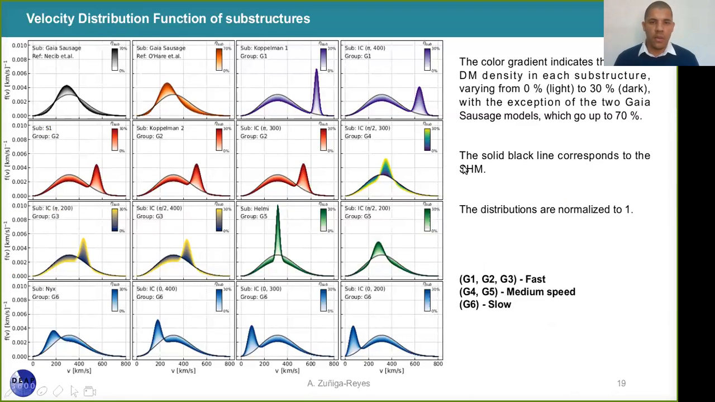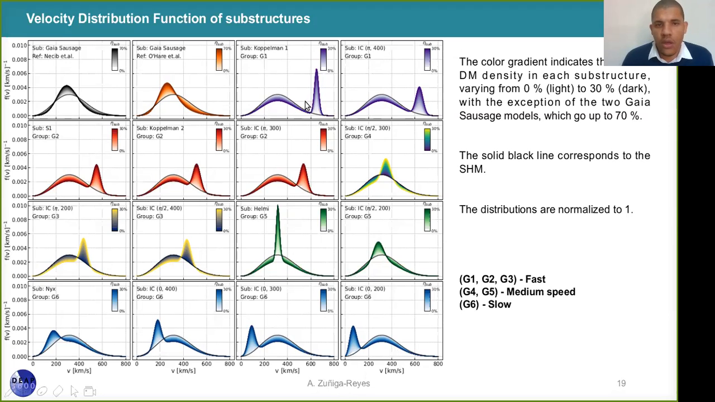Okay, this is an example. This is a plot that shows the velocity distribution for all the substructures. The color gradient indicates how the velocity distribution changes if we increase the dark matter fraction. And when the fraction is 0, we get the solid black line that corresponds to the standard halo model VDF. And these velocity distributions are normalized to 1.